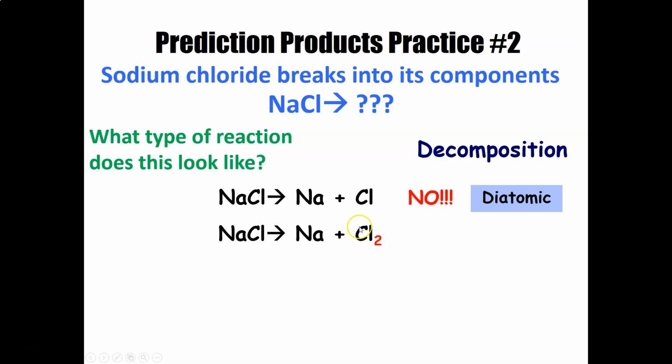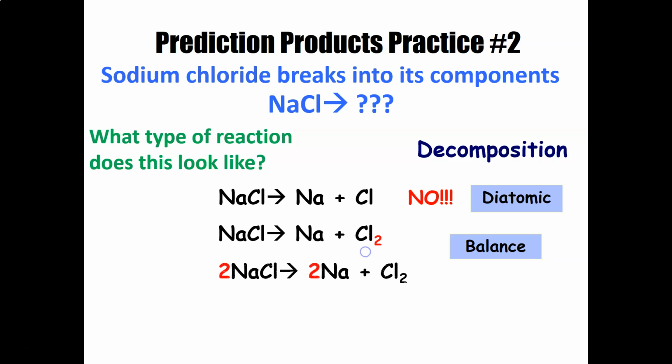Well, now I don't have the same number of atoms on both sides. So now, in order to fix that, I'm going to balance it. The idea is that you need valid formulas, and then what you can do is change how many of each of those items you have with your balancing.